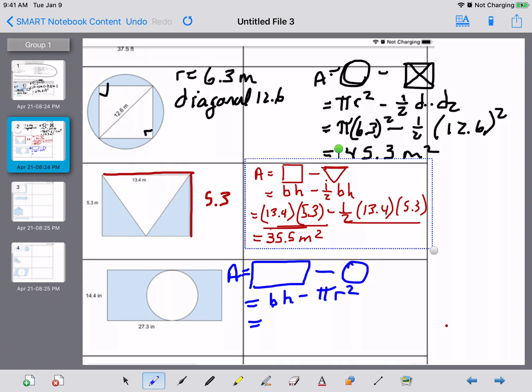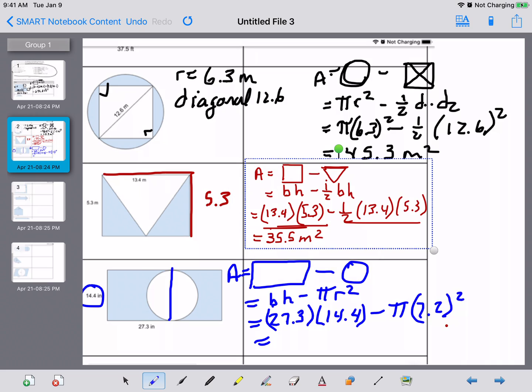So my base is 27.3. My height is 14.4. And I'm going to take away my pi r squared. My radius is tough. That is going all the way across, and that's that value. But that's the diameter. So half of 14.4 is 7.2, and that is my radius.